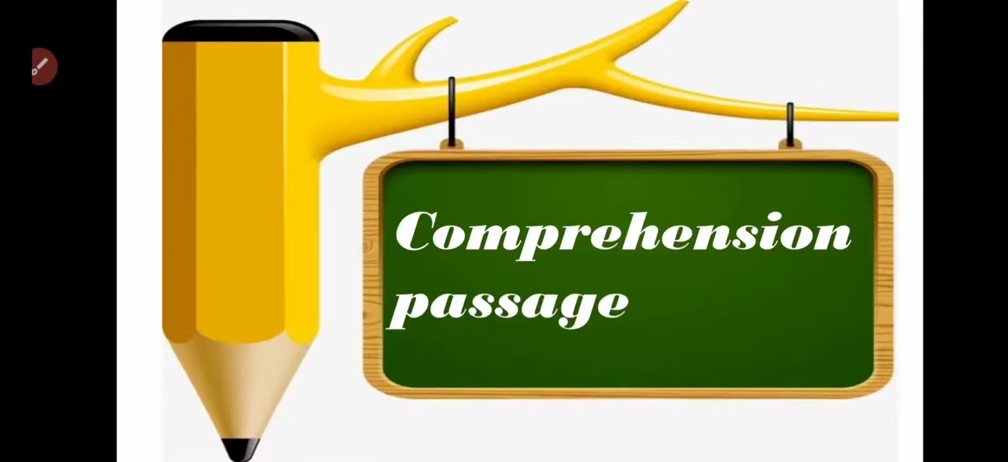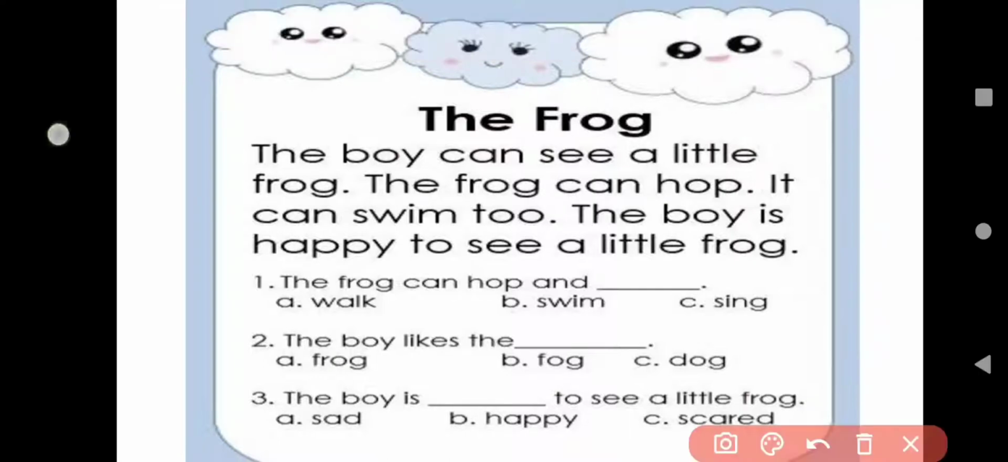Students, today we will discuss a new topic, comprehension passage. So first of all, I have a few lines. The boy can see a little frog. The frog can hop. It can swim too. The boy is happy to see a little frog. So here there is a boy and he can see the frog, and the frog can hop and swim too. And the boy is happy to see the frog.